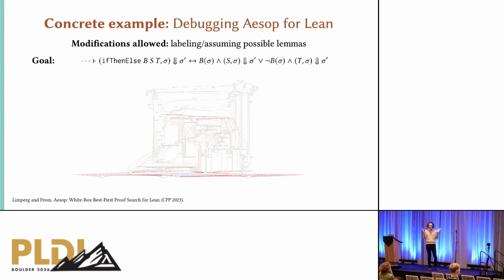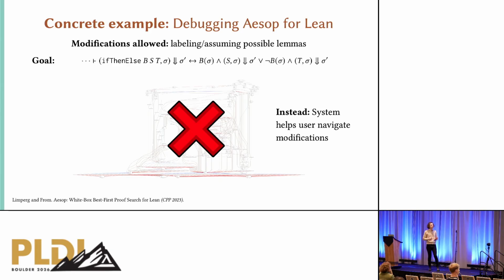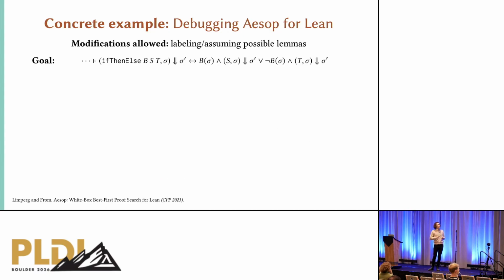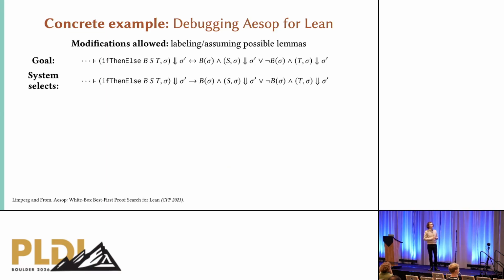OK, now, instead of looking at this graph to understand why ESOP cannot prove this proposition, what we're going to do is have the system help the user navigate possible modifications to this graph. So first thing that's going to happen is the system is going to select a proposition, perhaps this one right here. This proposition is going to differ from the first one in that it's just going to be the forward part of the by implication. Now, for a moment, put aside how the system is going to select this proposition. We're going to return to that later in the talk, so we'll just take that for granted for right now.